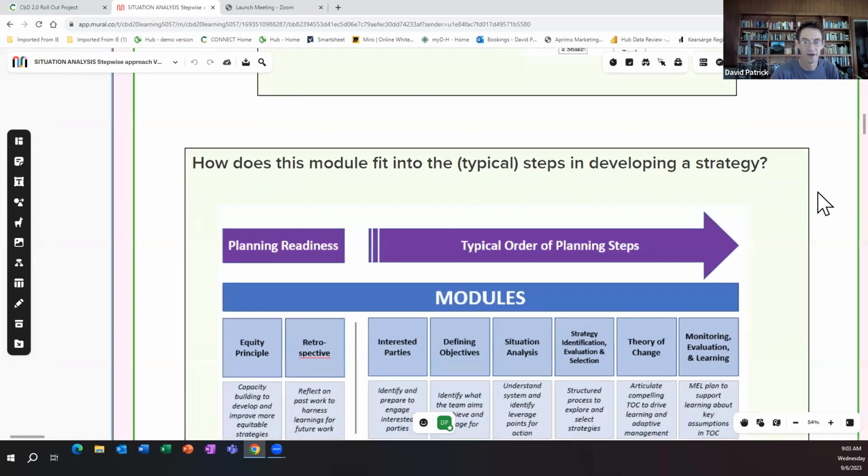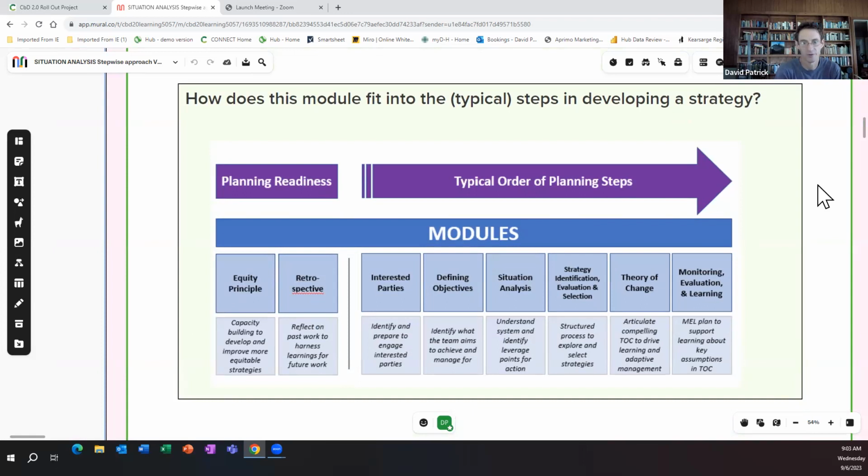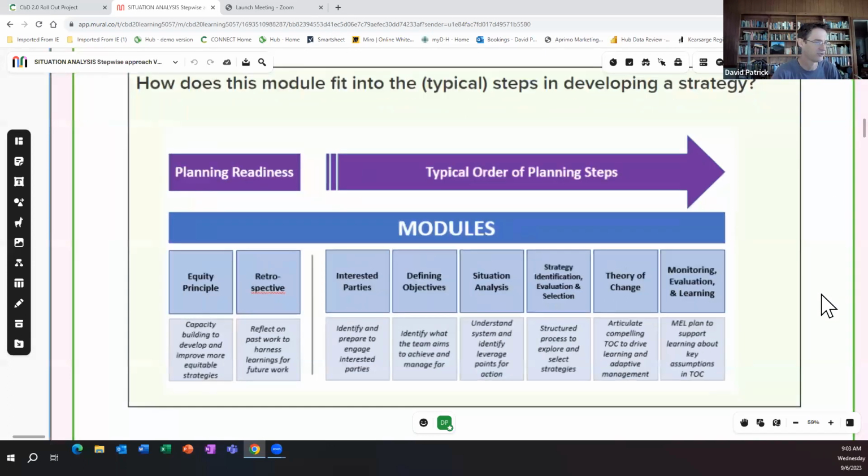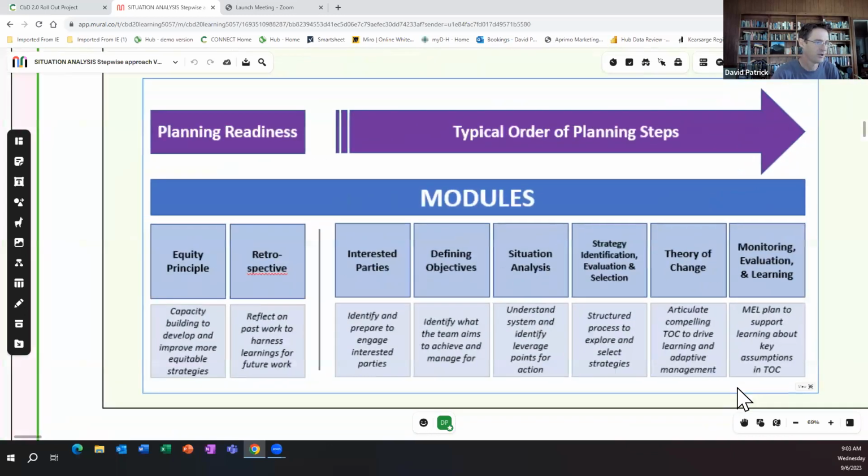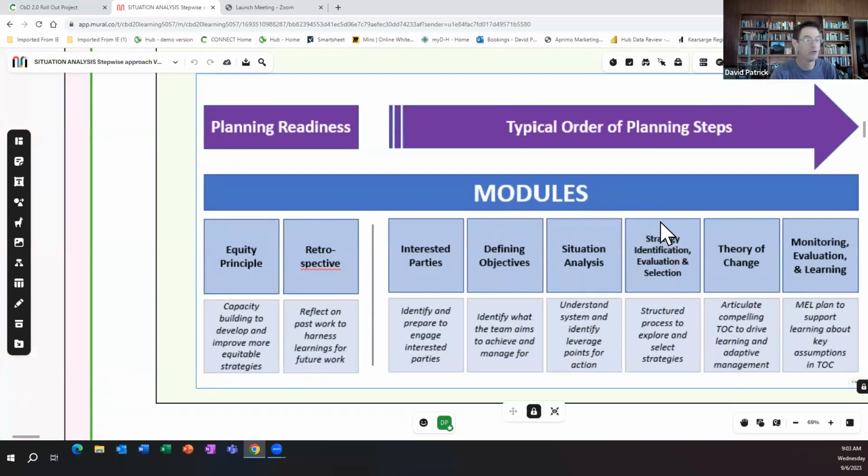So I mentioned that there are other modules being developed as part of the work to update Conservation by Design. And as I showed at the beginning, there's a lot of information on Connect around those resources, looking at the work as a whole. But today I just want to quickly hone in on the situation analysis as one of those modules. You can see that in the center of the board. And I wanted to identify the two steps around that, the step that many teams have undertaken before the situation analysis, which is defining objectives, and the step that teams often take afterwards, which is strategy identification, evaluation, and selection.